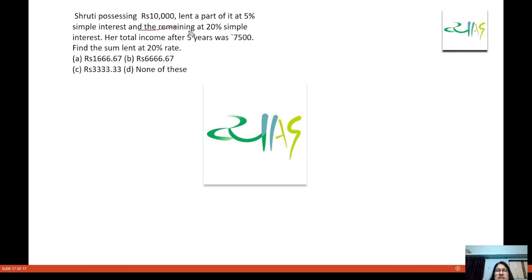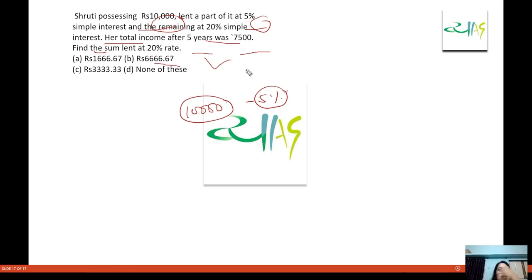What this question is saying: Shruti possessing rupees 10,000 lent a part of it at 5% simple interest, and the remaining at 20% simple interest. Her total income after 5 years was 7,500. Find the sum lent at 20%. Okay, so see what this is basically saying, that she lent rupees 10,000 at 5% simple interest. So 5% simple interest means each year you are getting how much? 5% of this 10,000 is what? I think 500 rupees. And 20% of this 10,000 means 2,000 rupees. Now her total income after 5 years is 7,500.